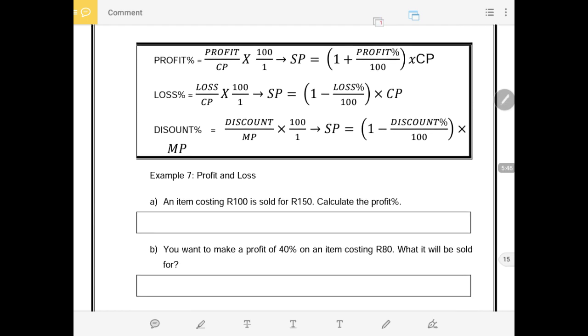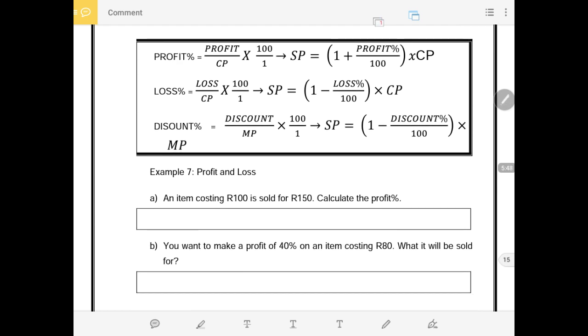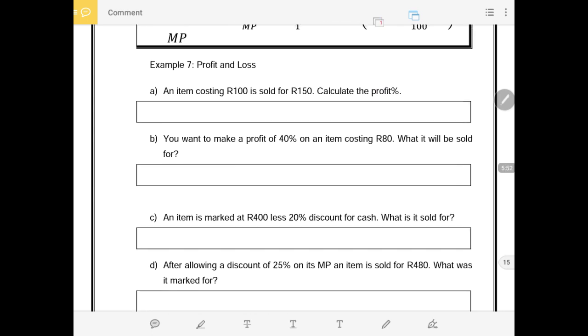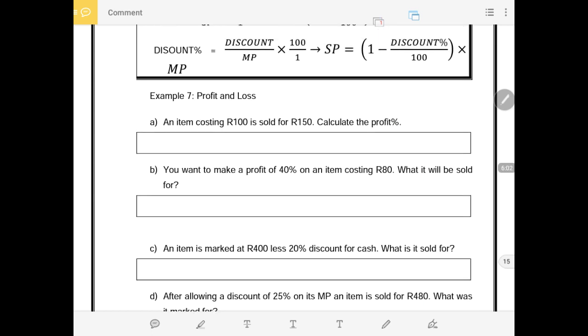Then we have our example number 7, which is A, B, C, D, and only D. Then number 8, I will record it in a separate recording, just for the sake of saving time, unless I will still have time after completing these ones.